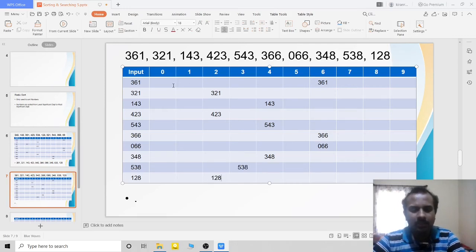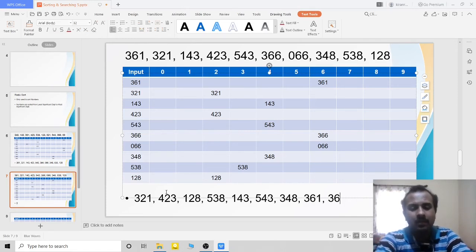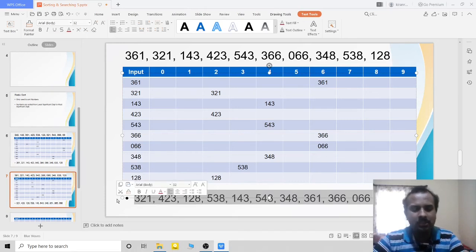Now check whether any elements are present in 0. No. 1. No. Then at the 2 I have 3 elements. So let me write it as it is: 321, 423, 128, then 538, 143, 543, then 348, then I have 361, then 366, then 066. So again the output of this one will become the input for the next phase.